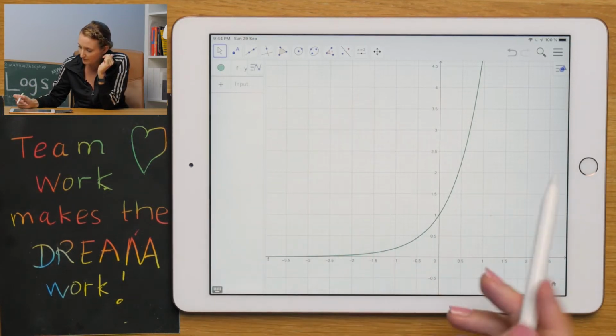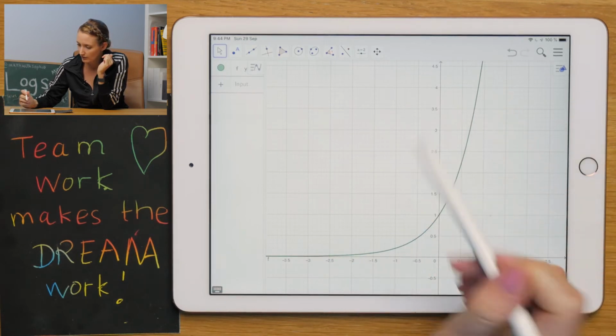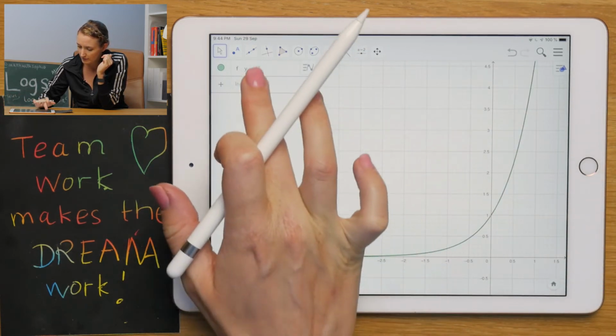Now, this is 5 to the x in the green. What about if we wanted to know what is 3 to the x?